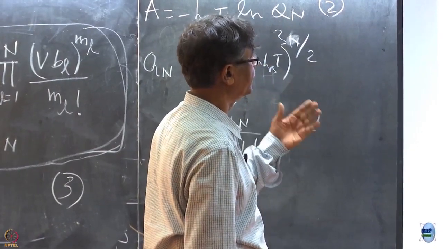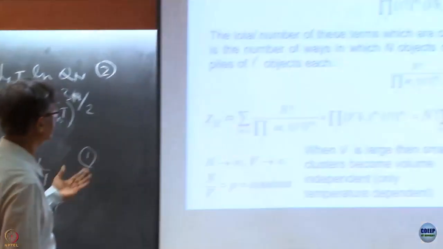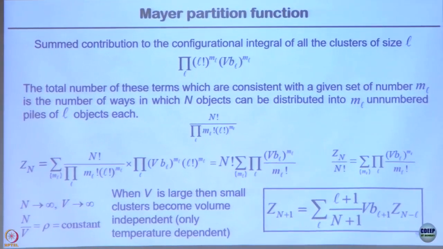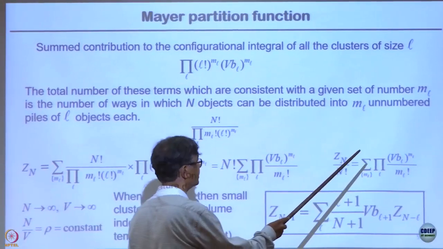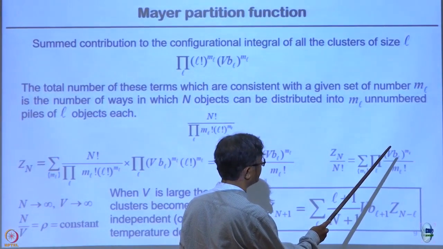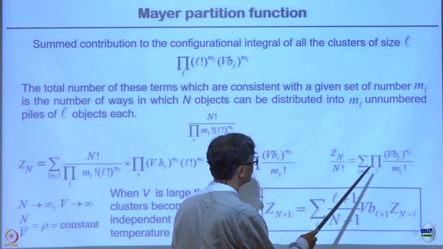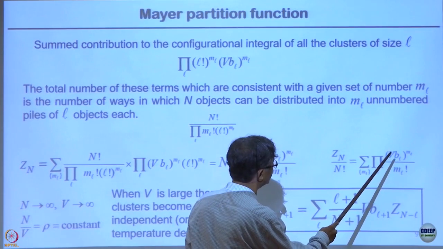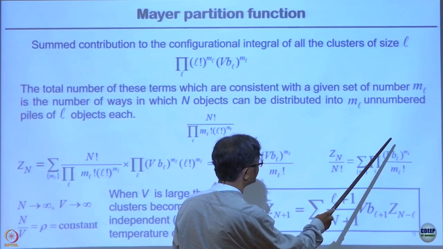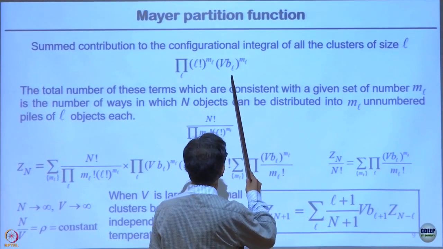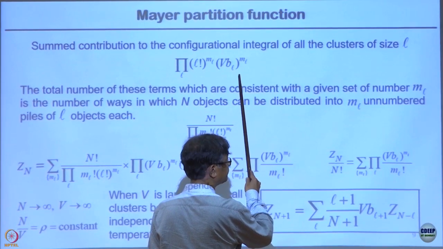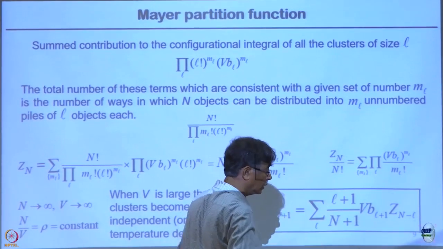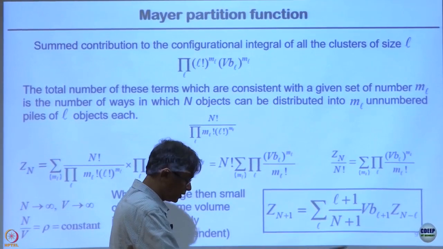But this is, as I said, right at this point, an exact expression. These cluster integrals are temperature and volume dependent. So in this decomposition of the partition function into smaller or simpler terms, B_L is very strongly dependent on temperature, because B_L is the integration over the Boltzmann factor. It is also dependent on volume, because your total range of integration is the total volume.